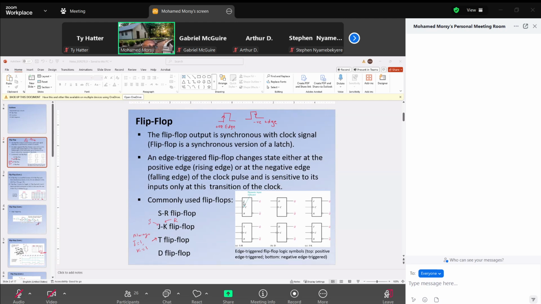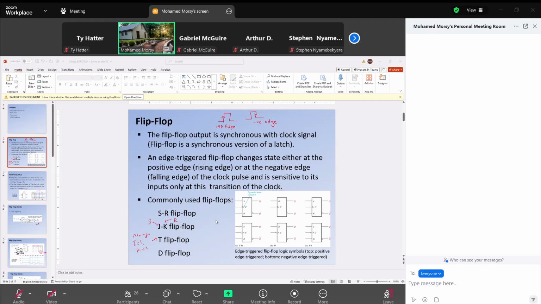This symbol here for this SR flip-flop is positive edge. But if we have a bubble here at the input, this is negative edge, which means for positive edge, the changes at the output happen at the positive edge of the clock pulse. For negative edge triggered, the changes happen at the negative edge of the clock pulse.